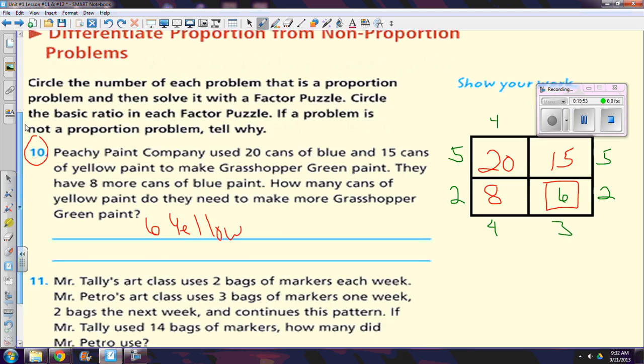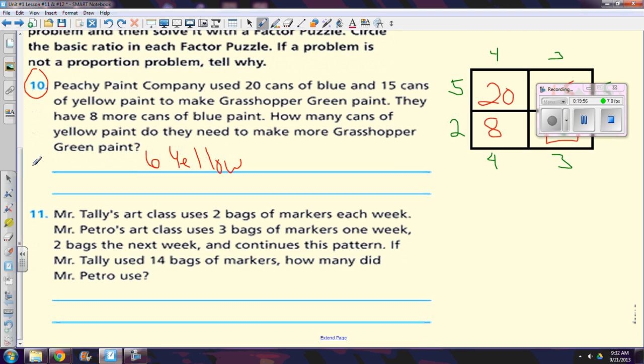So let's look at number 11 now, because you can see the difference between which one is a proportion, which one is not. 11 says Mr. Talley's art class uses 2 bags of markers each week. Mr. Petro's art class uses 3 bags of markers 1 week and then 2 bags the next week, and continues this pattern. If Mr. Talley used 14 bags of markers, how many did Mr. Petro use? Because he's changing from 1 week to the next, this is not a proportion.